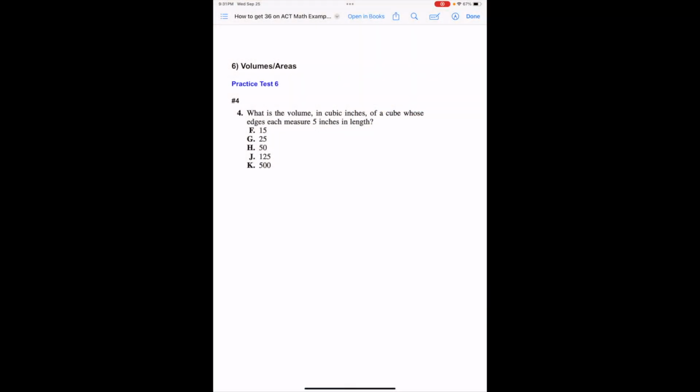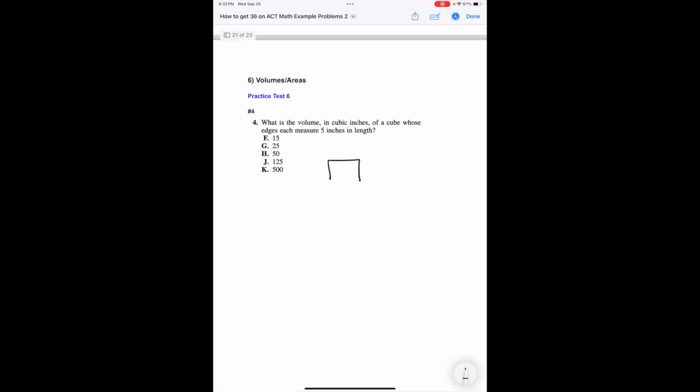This is problem number 4 from practice test 6. It says, what is the volume in cubic inches of a cube whose edges each measure 5 inches in length? So we can draw a cube. Remember, this is basically a square that is 3D.